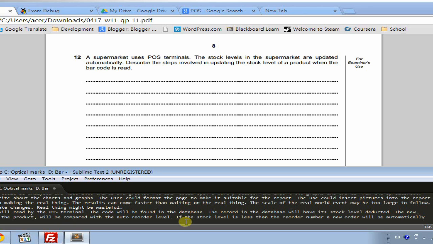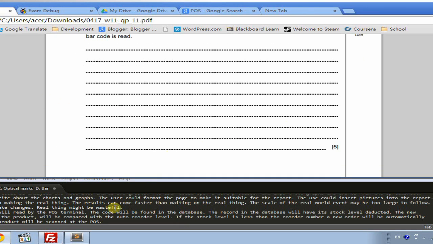So we've got the stock levels updated, and then okay, we're going to read the next product will be scanned at the POS. Okay, so that's us back to the beginning again. So we need how many marks here? Let's check. We need 5 marks.